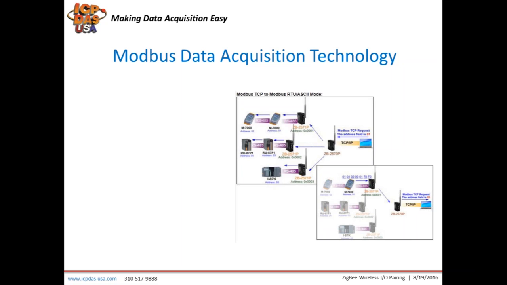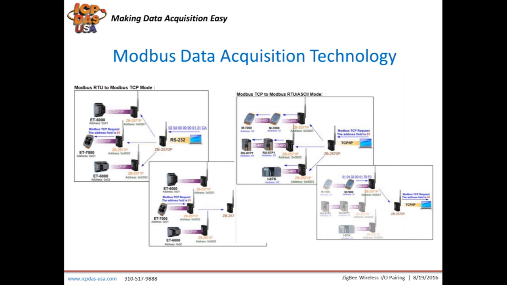We also have the opposite solution, where the PC connected to the ZT2570 is looking for data in Modbus RTU format. The data is being read in from the slave devices as Modbus TCP, and then the ZT2570 will convert the data to Modbus RTU to be read in by the PC.